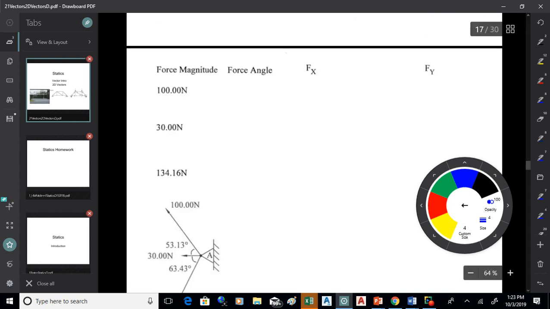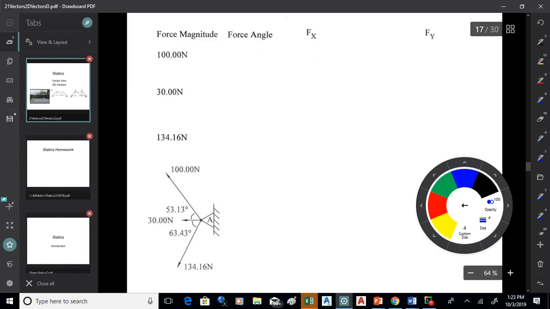All right, so let's have a look at this thing. Now, what we're going to do is take those vectors that we're given and break them up into components. That's the first step. Now notice what I've done here. I've got a thing set up like a table, okay?